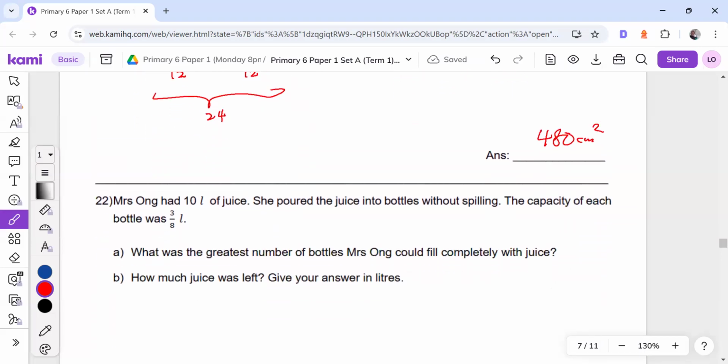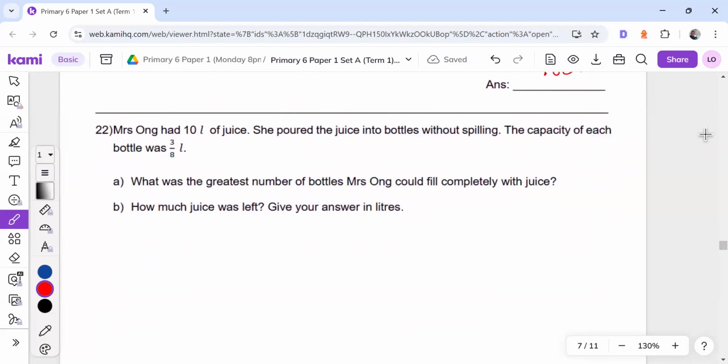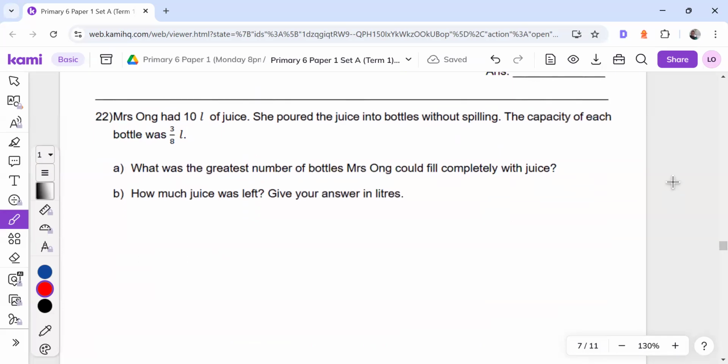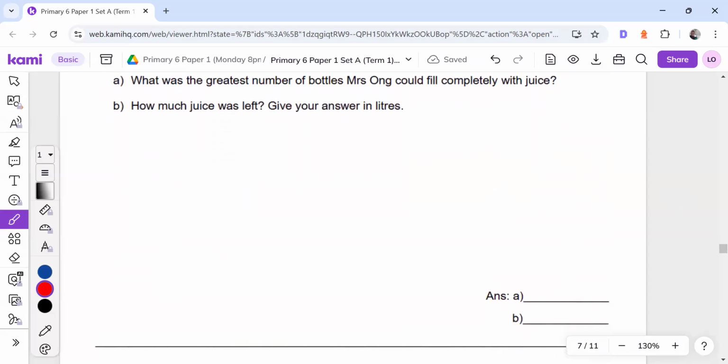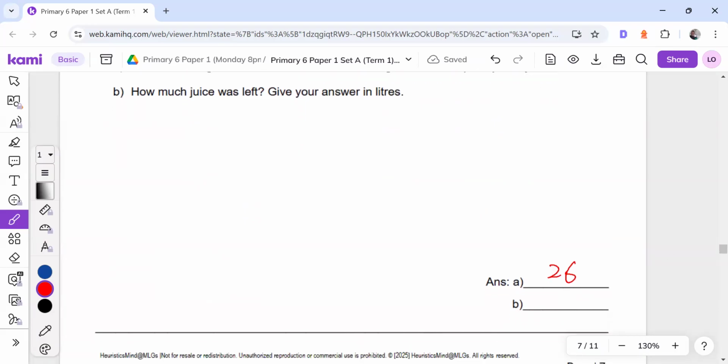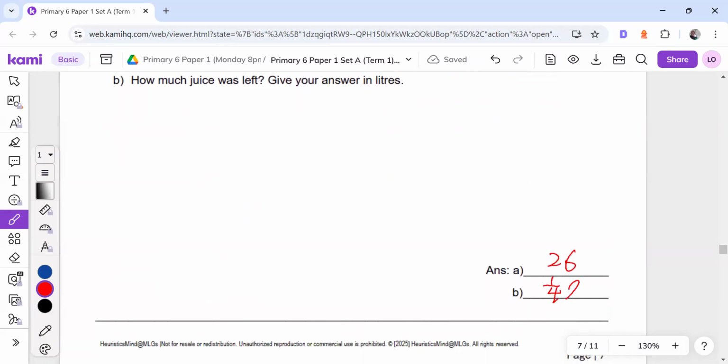Okay, question number 22. Okay, this is the one. Somebody will make a mistake. I think quite a number of you will make a mistake. Okay, answer part A, 26. This one, everybody will get it correct, I think so. But part B is the one that many of you will get wrong. Do you get 1/4 liters for part B? Okay, who get part B correct? Give a thumbs up. Okay, the rest of you is okay if you get it wrong.